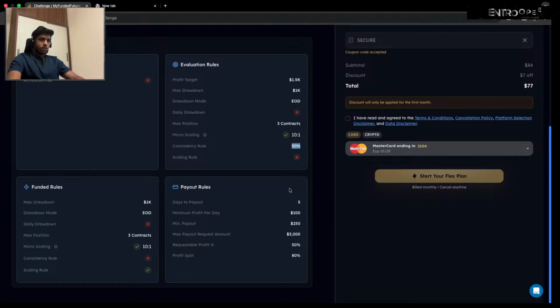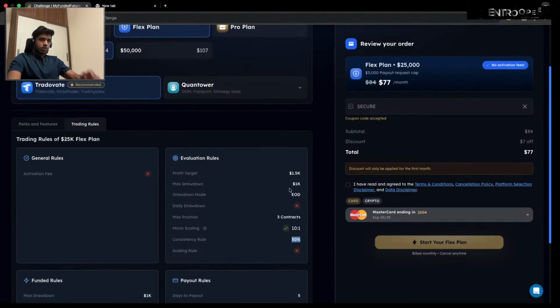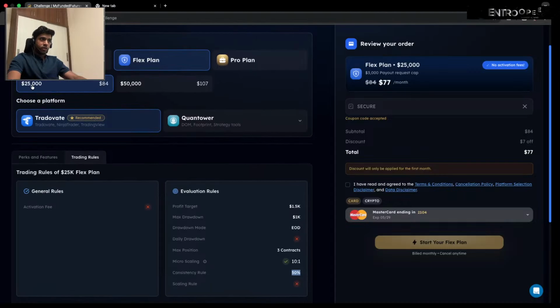Now there is an important part when we come to this eval account. There is something called trailing drawdown. What is trailing drawdown? Trailing drawdown is when you make a profit. Let's say you made some money and your 25,000 is now $25,500, your new capital. In such a case, your drawdown will also increase. It will trail up. So from 24,000, which is your current drawdown limit, 1K is the max drawdown.